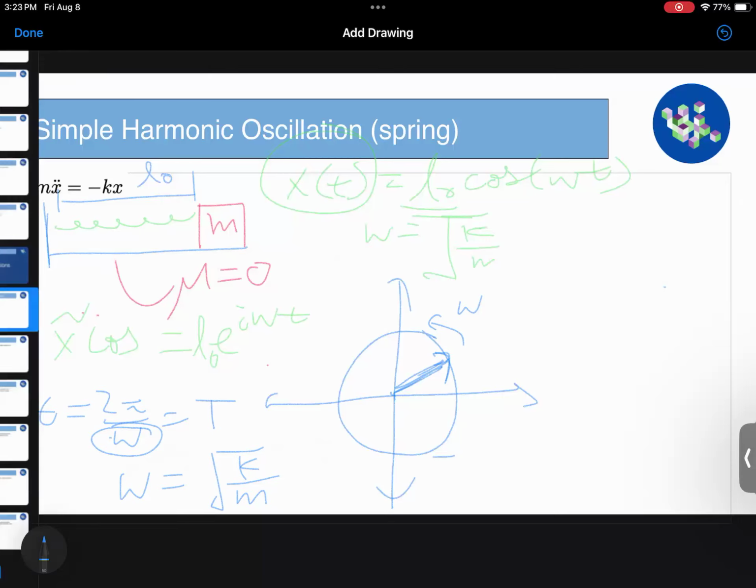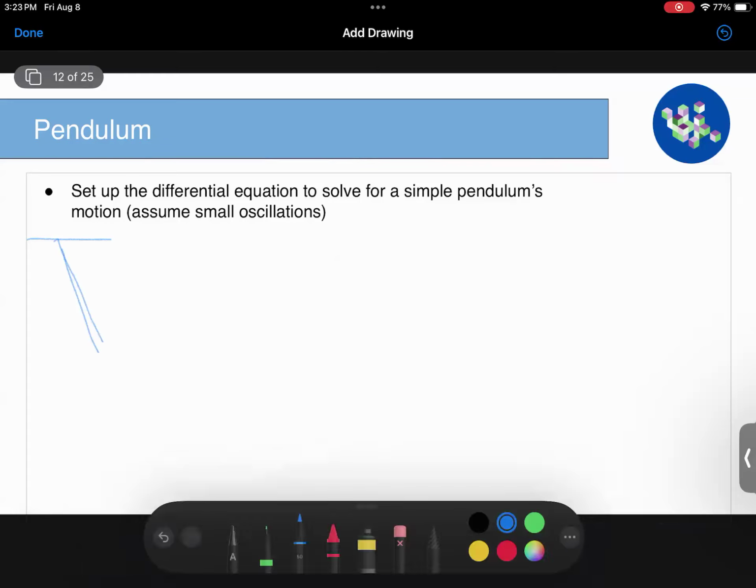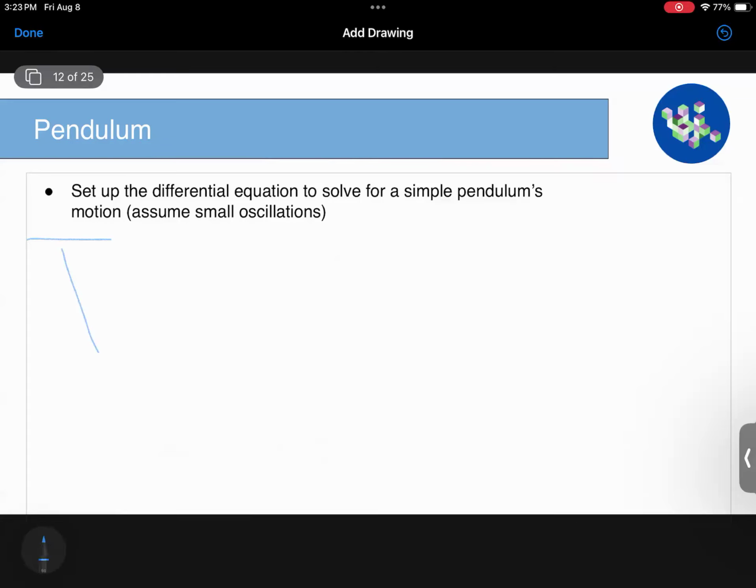Okay. Well, then let's go on to our pendulum. What is the differential equation to solve for the simple pendulum's motion? So what do I mean by simple pendulum? It means that I have my ceiling there, and then I have a massless string, and at the end of the string I have an attached mass, right?